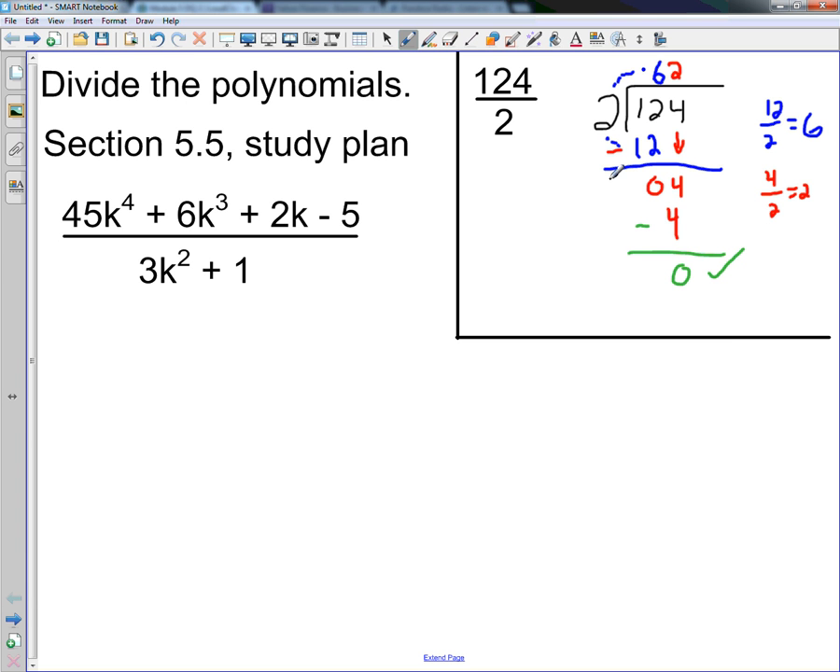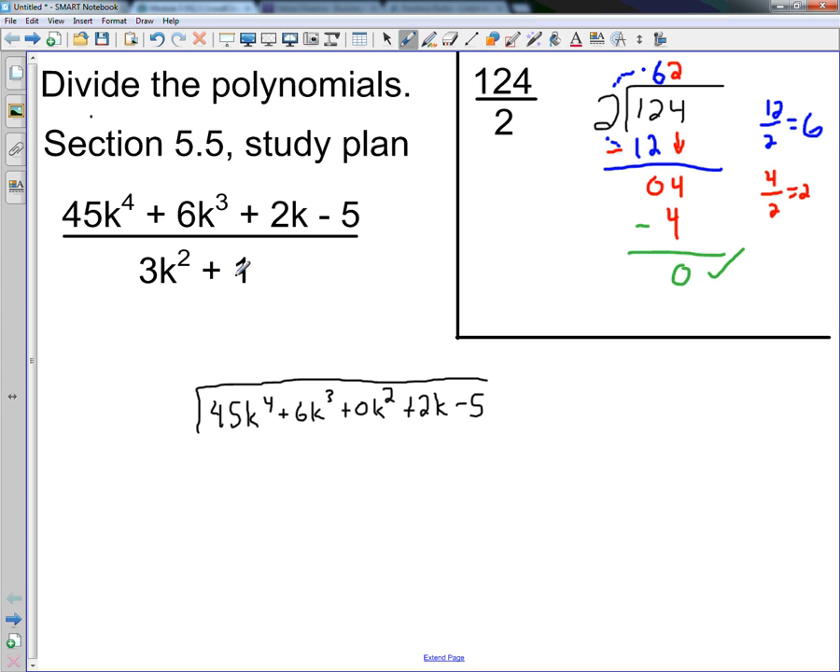So let's try to apply these steps to what we're working with here. What you need to be careful with as you're writing these is you want to make sure we're not missing any terms. What I mean by that is you want to look at the powers and make sure they go down by 1 each time. So we have the k to the 4th, k to the 3rd. Notice k squared is missing. So when I rewrite this as 45k to the 4th plus 6k cubed, I'm going to put a placeholder of plus 0k squared plus 2k minus 5. So that's going to be on the inside.